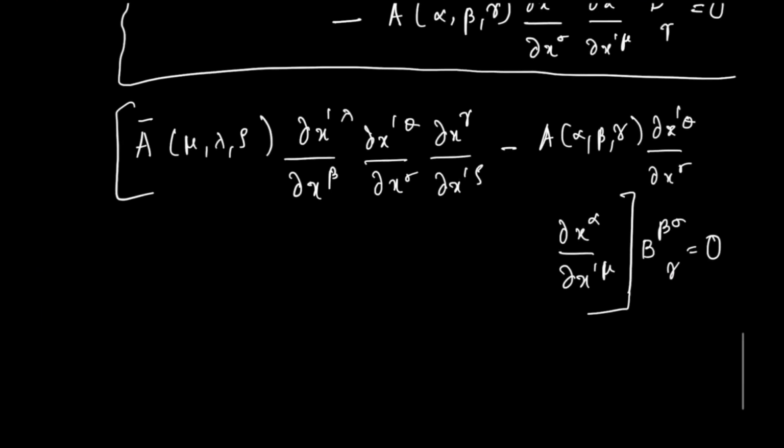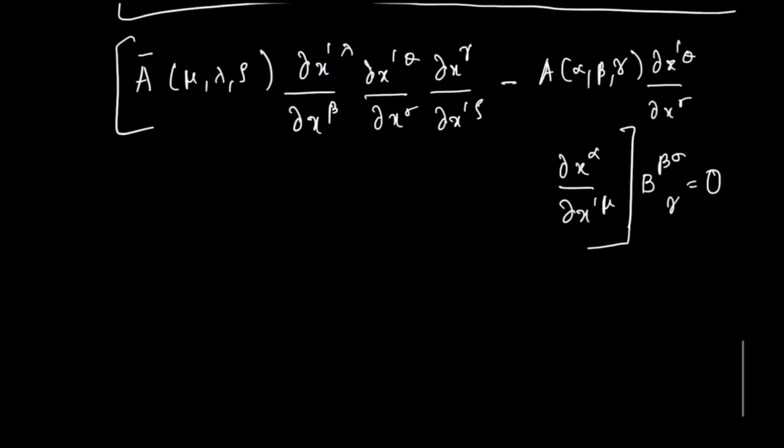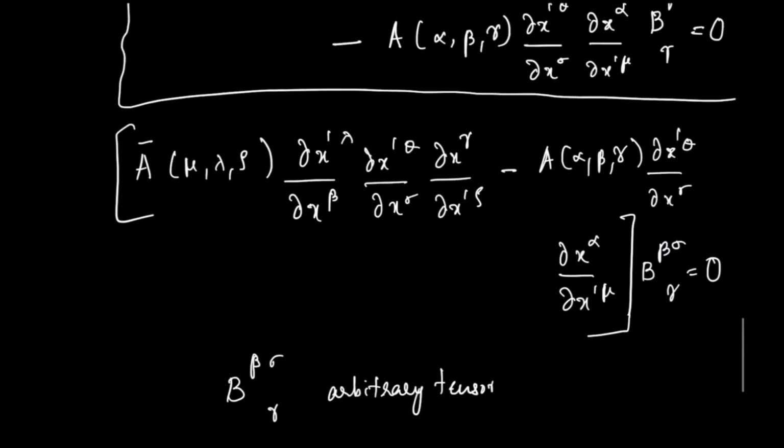Okay, so B I am taking outside. Now, if this entire equation is 0, then it means that either B has to be 0, otherwise the entire quantity in this bracket has to be 0. But we have taken B beta sigma gamma as an arbitrary tensor. So that which we have chosen, therefore it cannot be 0. If it is 0, then it will lead to a trivial solution. Therefore, the quantity in the square bracket must go to 0.